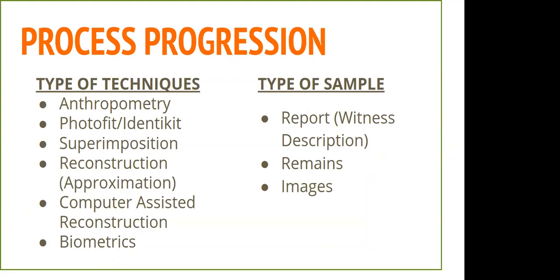So, process progression. By process progression, I have listed here 2 things. Basically, when we talk about facial identification, there are 2 approaches that we may follow. The first approach, that is type of technique, is how the techniques actually developed and how they have progressed so far, and how we have reached the recent stage of advancement that we have in this field. And the second progression way would be by understanding the different techniques available on the grounds of the sample submitted.